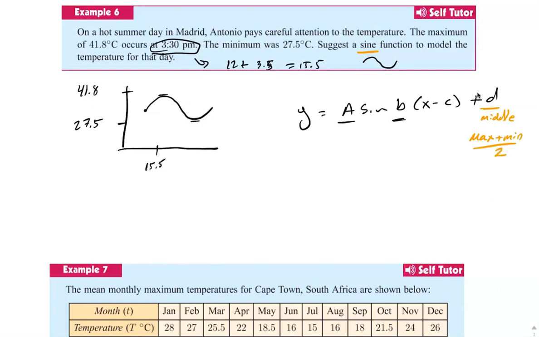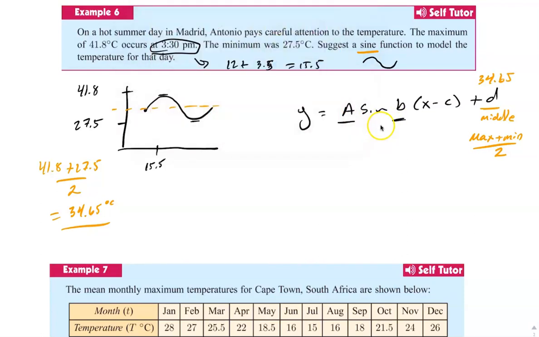Right, so that's where our middle is. So we're going to add 41.8 plus 27.5, and we're going to divide that by 2 to get 34.65. I use a calculator for that, by the way. So 34.65 is our middle, so that goes here.